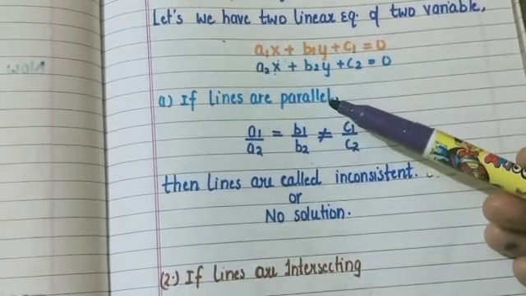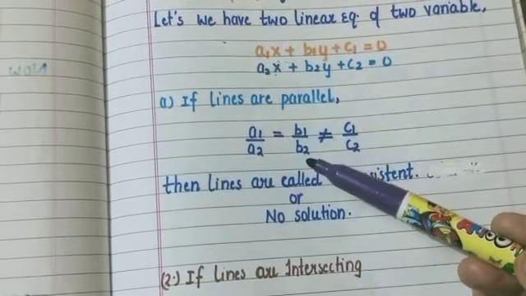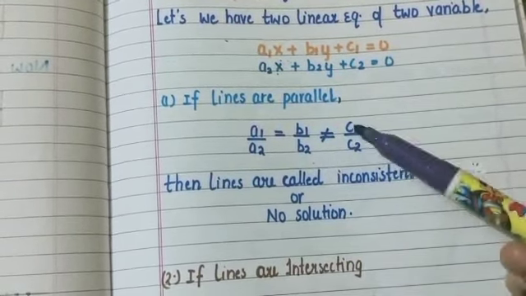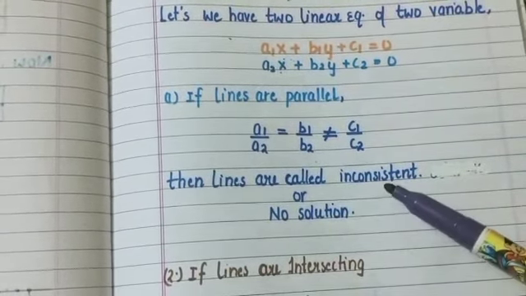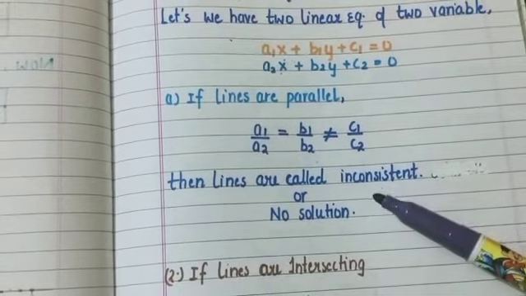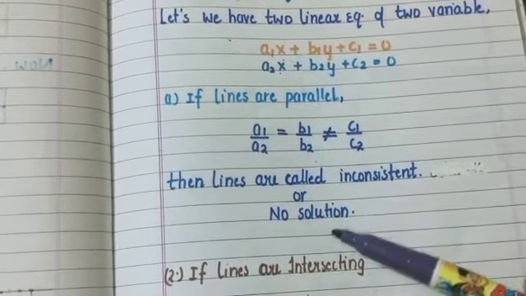So if lines are parallel, we don't know whether lines are parallel or not, but if a1 over a2 equals b1 over b2 not equals c1 over c2, the lines are definitely going to be parallel. If they are parallel, the condition will be inconsistency, or the equation will be inconsistent, or sometimes it is also known as having no solution.